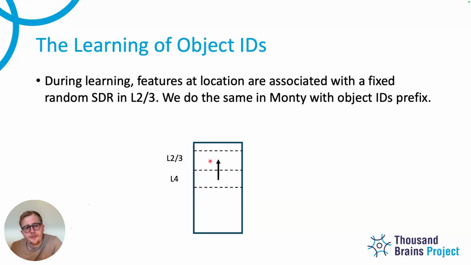To me, there's also a problem I didn't want to talk about, which is the semantics of what the representation of the object ID is. That's always in the back of my mind, and I just can't get rid of it. If we start to send the layer 2 and 3 representation up the hierarchy, and they're all random SDRs and all equally distant from each other, then we wouldn't be able to compare them.